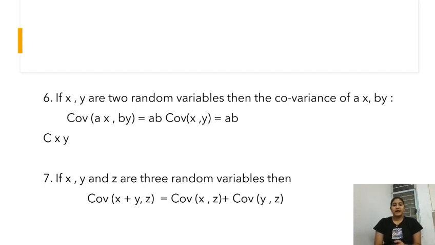If x and y are two random variables, then the covariance of ax comma by equals ab times the covariance of x comma y, since both a and b come out. If x, y, and z are three random variables, then covariance of x plus y comma z equals covariance of x comma z plus covariance of y comma z.